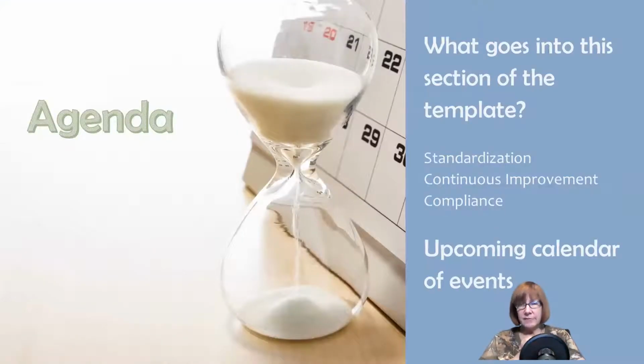So what's our agenda for this evening? Well, the first thing is to talk about what goes into this chapter of the template. There are, count them, three things that you should be writing in this section. The first is standardization. The second is continuous improvement. And the third section is compliance. We're going to go over each of those, and then we're going to talk about what's going to be happening in the rest of the semester.